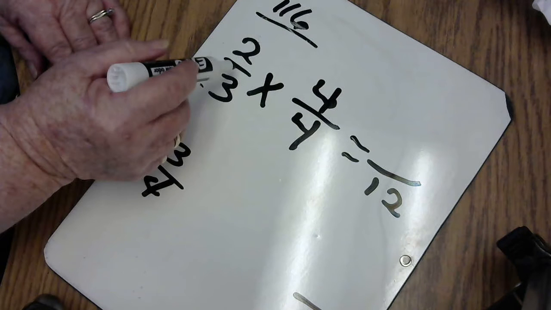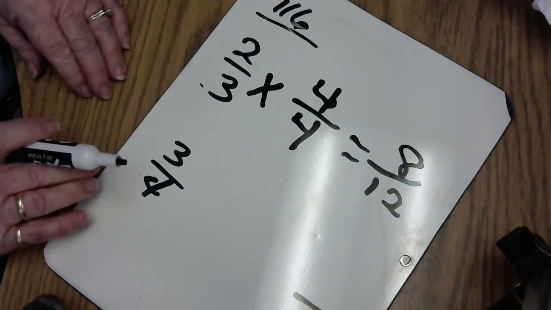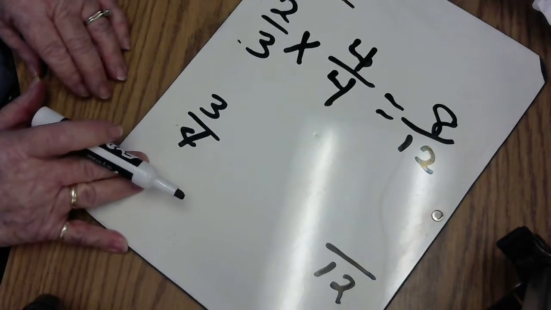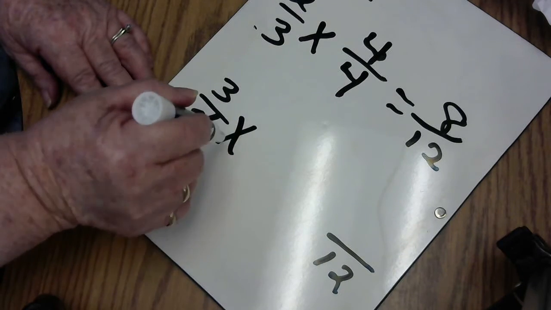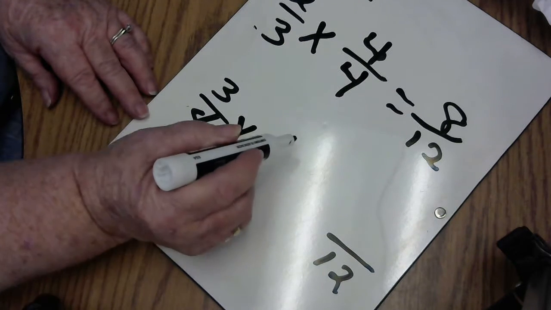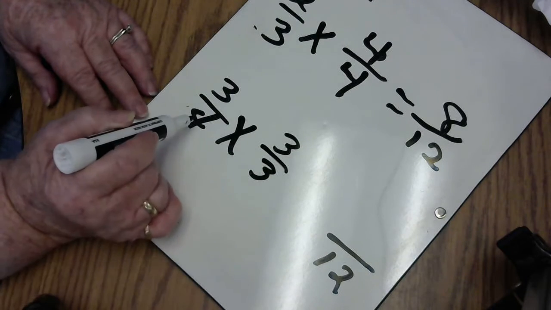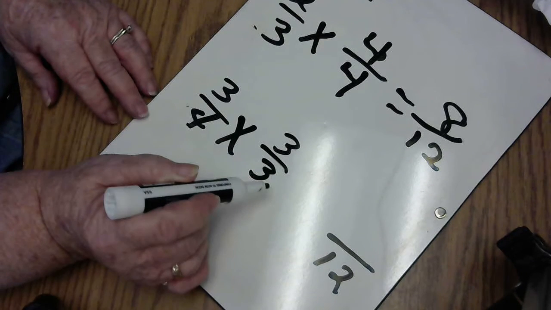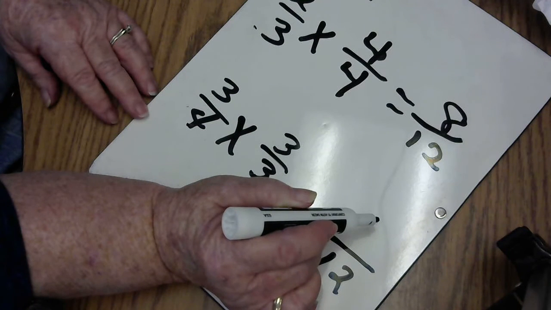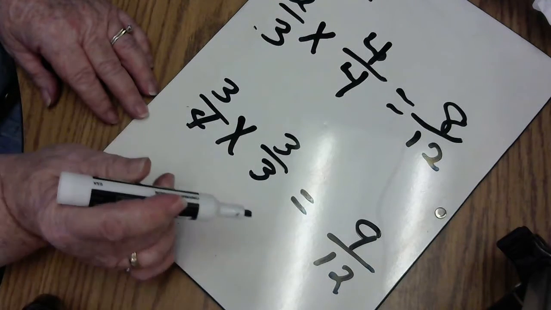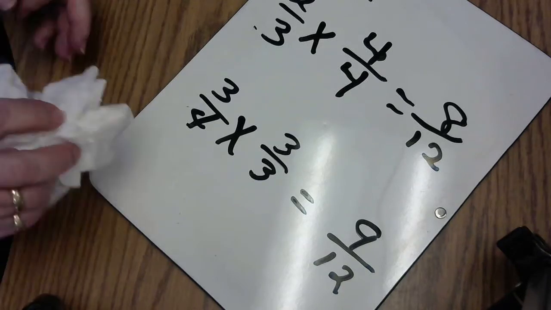2 times 4 is 8. So 2/3 equals 8/12. Same way with 3/4. What do we multiply 4 by to get 12? Well, we multiply it by 3/3 because 3/3 equals 1, and 4 times 3 equals 12. 3 times 3 equals 9. So 3/4 equals 9/12. Let's go to example number 2.